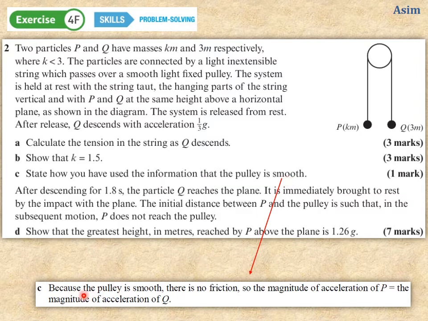Because the pulley is smooth, there is no friction, so the magnitude of acceleration of P is the same as the magnitude of acceleration of Q. They are moving with the same acceleration. I just took part C first. Let us go through part A and part B. Part C we'll discuss in the next slide.